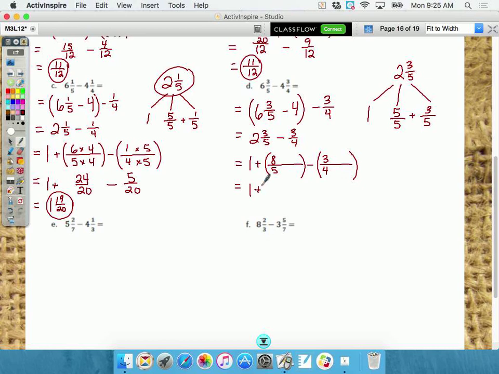1 plus, new denominator is the same again, isn't it? 20. What is 8 times 4, Brady? 32.